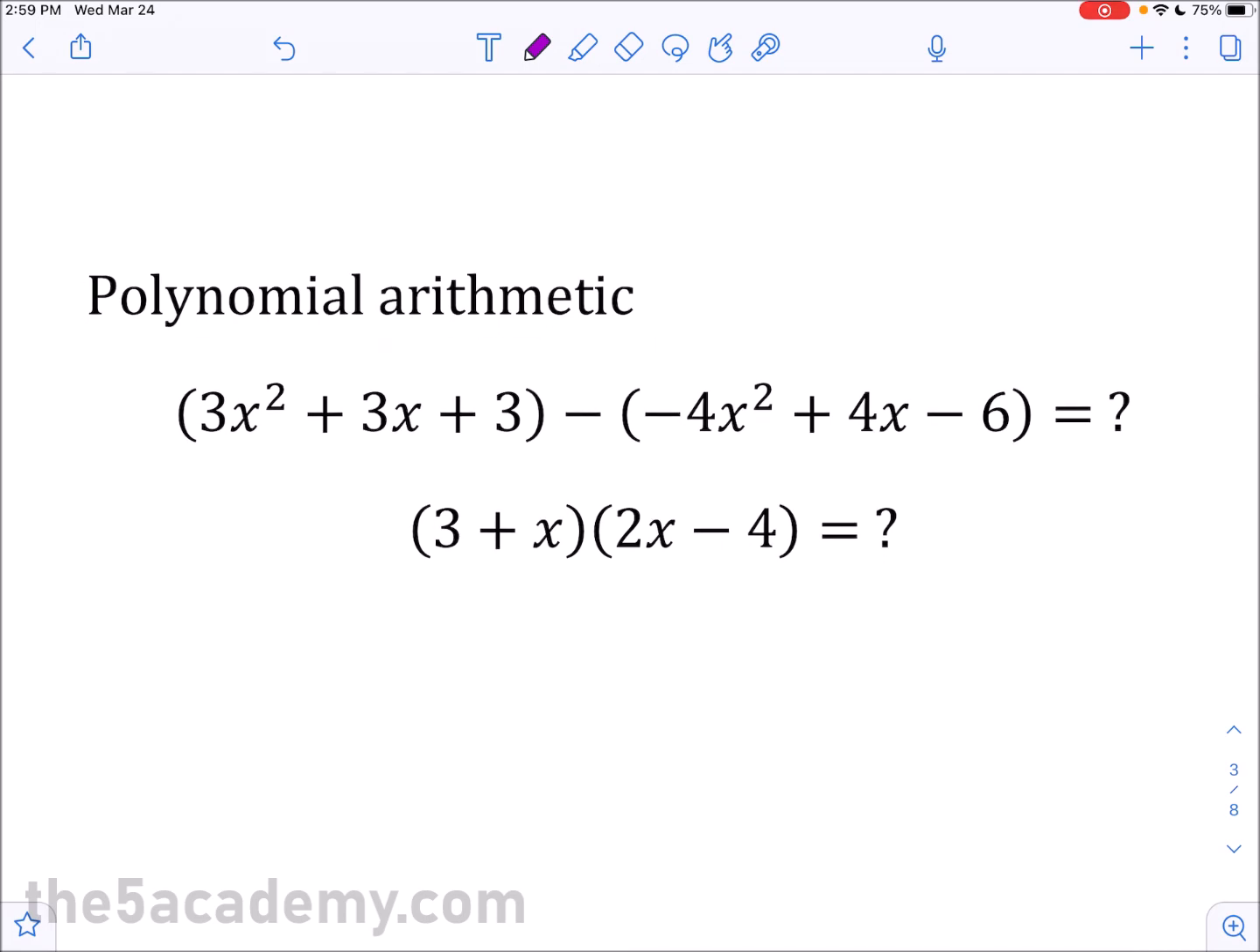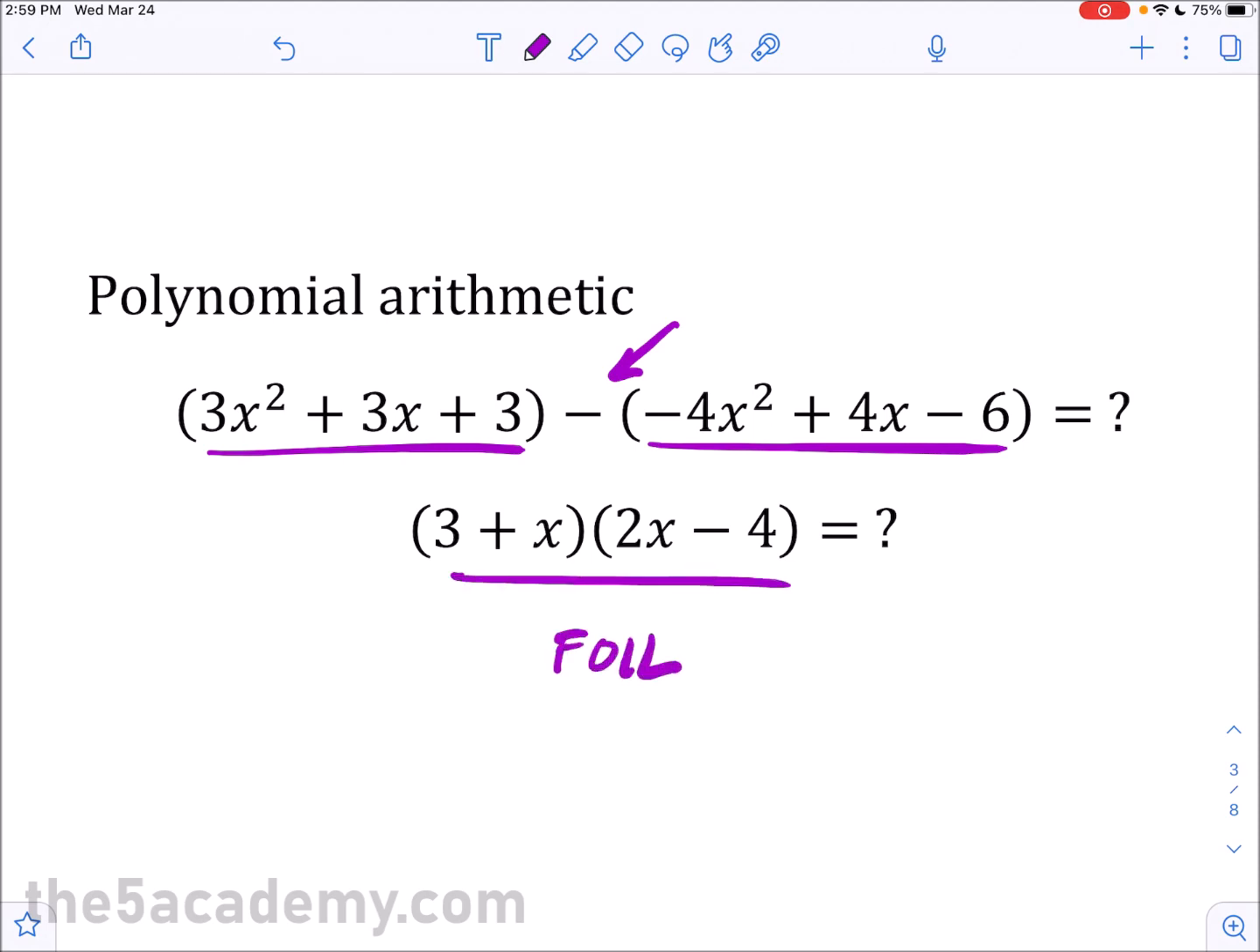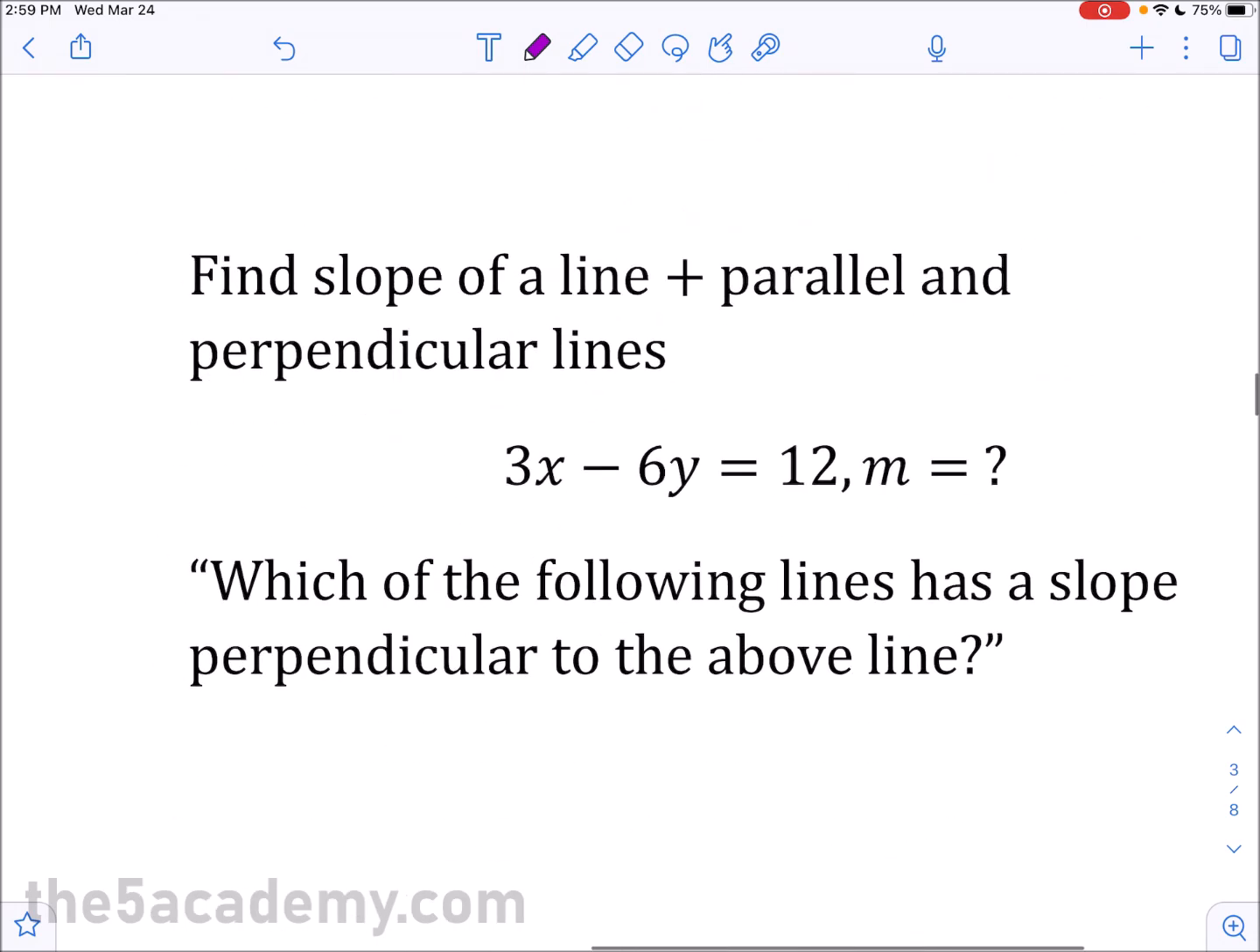Polynomial arithmetic. So this is where you are adding and subtracting polynomials like this. So it's all about sign mistakes here. You need to avoid making mistakes with your negatives and positives. Another thing that you'll be asked to do is FOIL. First, outer, inner, last. So you multiply 3 by 2x, then 3 by -4, then x by 2x, then x by -4. You get some answer, so you should be able to do that.